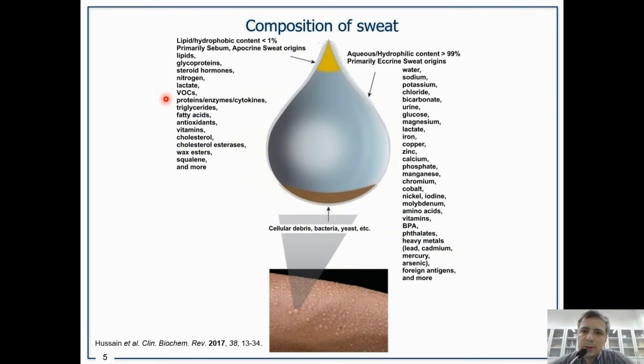And we choose skin excretions, and the main component of skin excretion is sweat, and sweat consists of three main fractions. So one is the lipid hydrophobic components, the other is cellular debris, bacteria, and fungi, and the main component of sweat is the aqueous hydrophilic compounds. And of course this includes water and many inorganic ions, as well as organic compounds, including amino acids.